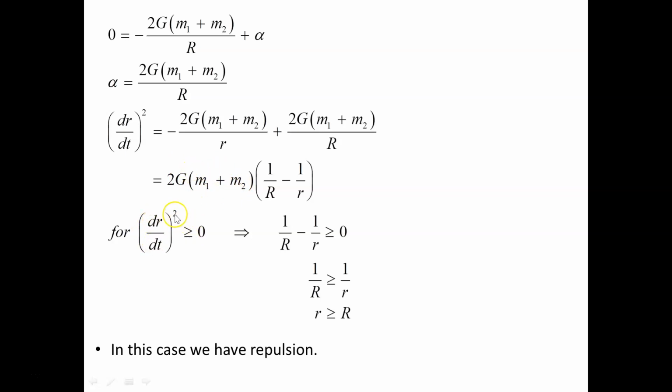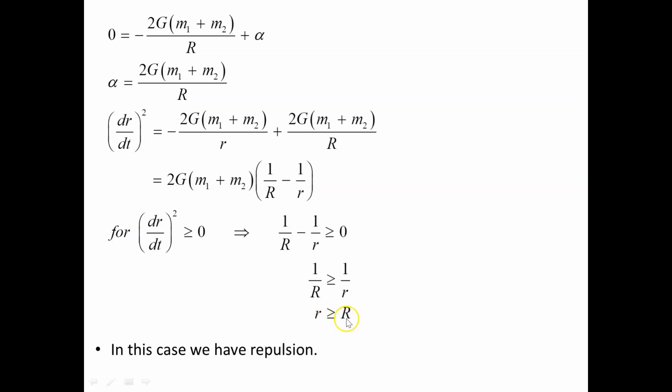For dr dt squared to be greater than or equal to 0, we then have 1 on capital R minus 1 on little r greater than or equal to 0. Solving for that, we get this object here. Flipping them over and bringing the r over here, we find that little r is equal to or greater than capital R. So what we have is net repulsion.